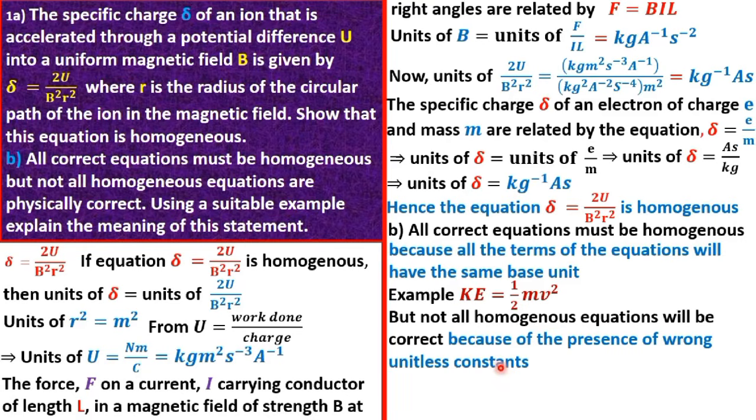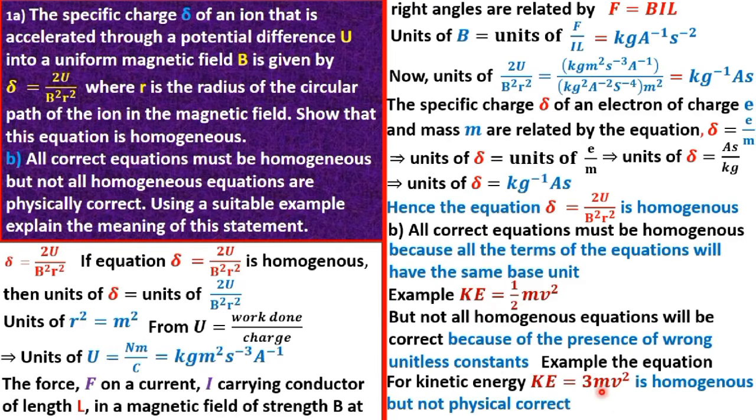Now, guys, if an equation is homogeneous, we cannot conclude that that equation is correct because homogeneity does not take care of wrong unitless constants. For example, we have seen that the equation for kinetic energy K equal to 1/2 mv squared is correct, right? But now, if we replace the 1/2 and write K equal to 3 mv squared, this equation is homogeneous but not correct because of the constant we have. Here we have 3, here we have 1/2. The best constant here is 1/2, but here is 3, which makes the equation homogeneous but not correct.